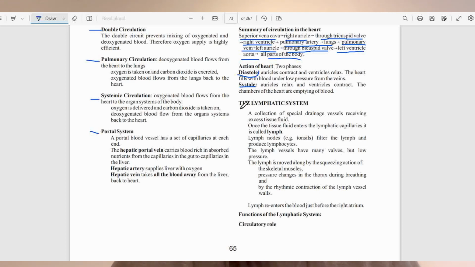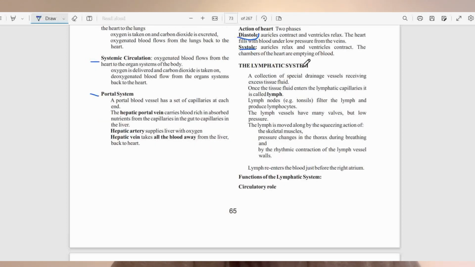Finally, another component of the mammalian circulatory system is what we call the lymphatic system. It's a collection of special drainage vessels that receive excess tissue fluid. This excess tissue fluid eventually reconnects back to the main circulatory system, usually through another vein called the subclavian vein around the neck region. So that takes whatever has been drained from tissues back into the heart and into the circulatory system.